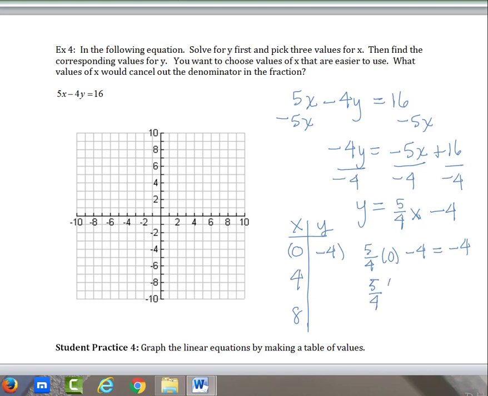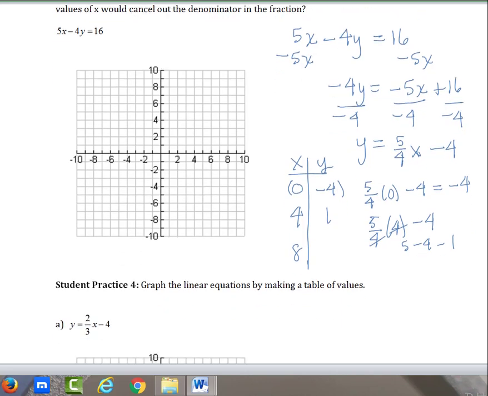So 5/4 times 4 minus 4. The 4's will cancel, and I get 5 minus 4 equals 1. So there's my second ordered pair. Let's slide this up a little. And then I'm going to do 5/4 times 8 minus 4. 4 goes into itself once, goes in here twice. So you get 10 minus 4, which is 6.